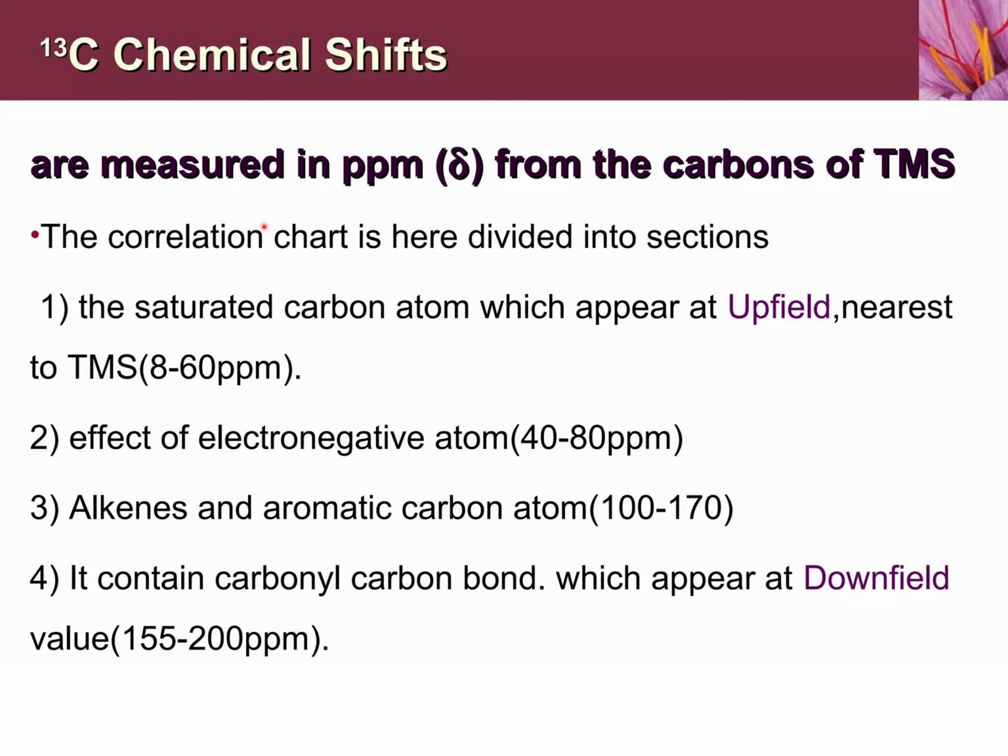Chemical shifts are measured in ppm from the carbon of TMS. The correlation chart is divided here: the saturated carbon atoms appear upfield, which means near to the TMS. The effect of an electronegative atom would be between 40 to 80 ppm. Then alkene and aromatic carbon atoms should be around 100 to 170. The carbonyl carbon appears downfield, from 150 to 200.